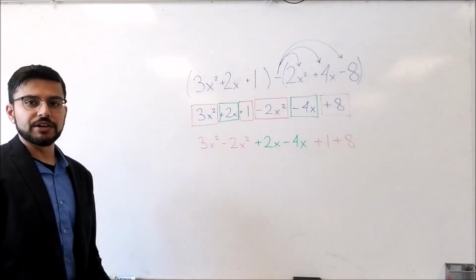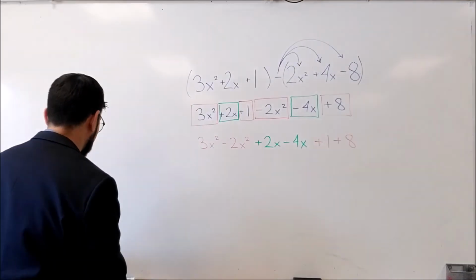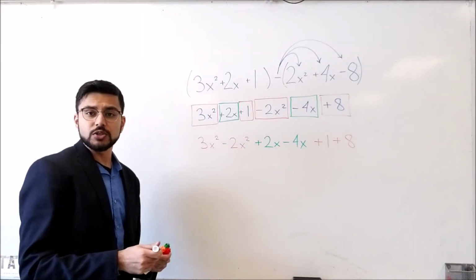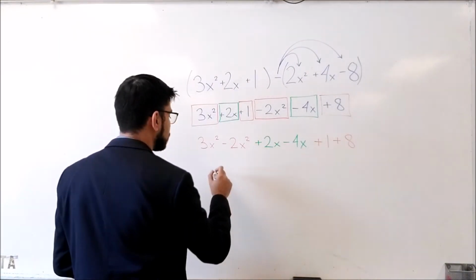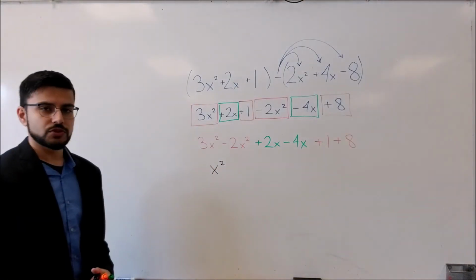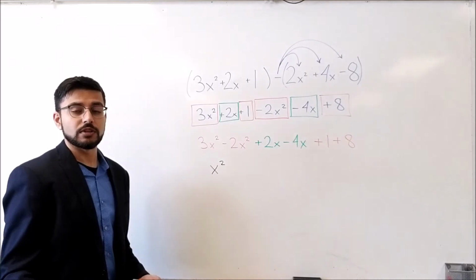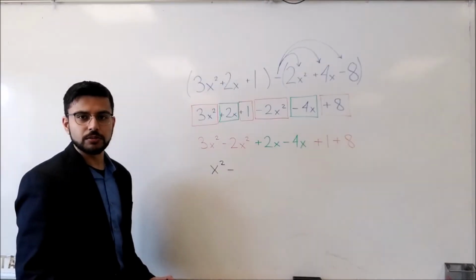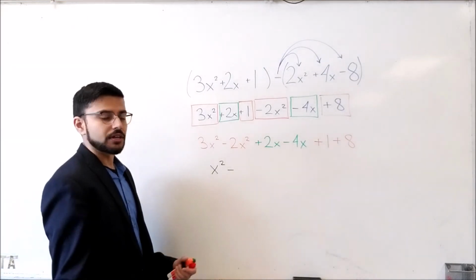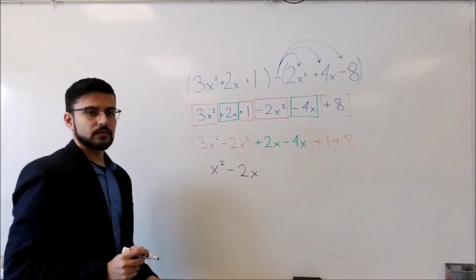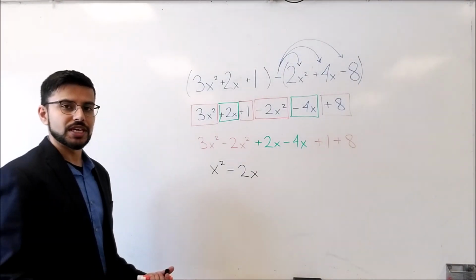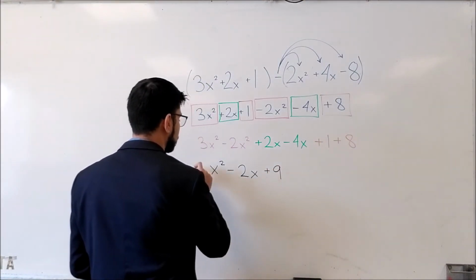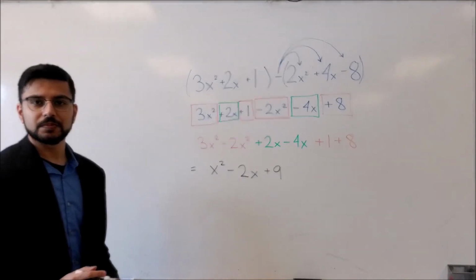And then we simplify everything, put it all together. 3x squared minus 2x squared is 1x squared. Remember, we don't need to write the ones. Positive 2x minus 4x. Well, the negative is bigger, so we should get a negative answer. 2 minus 4 ends up being negative 2. And the single units, 1 plus 8. And that's our solution.